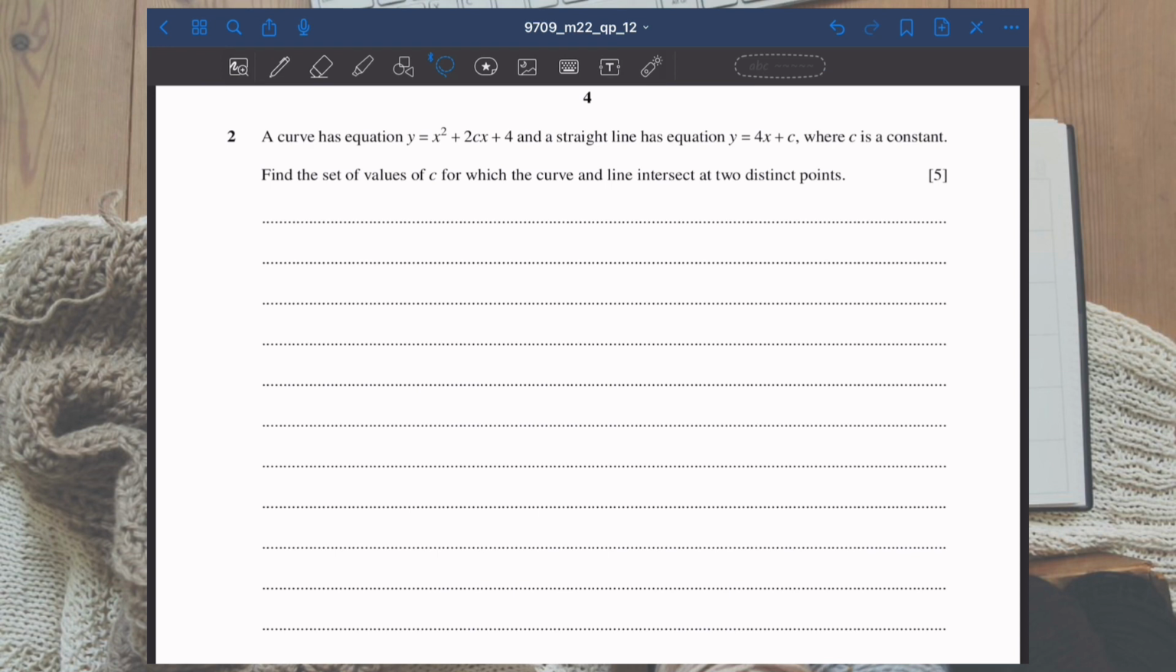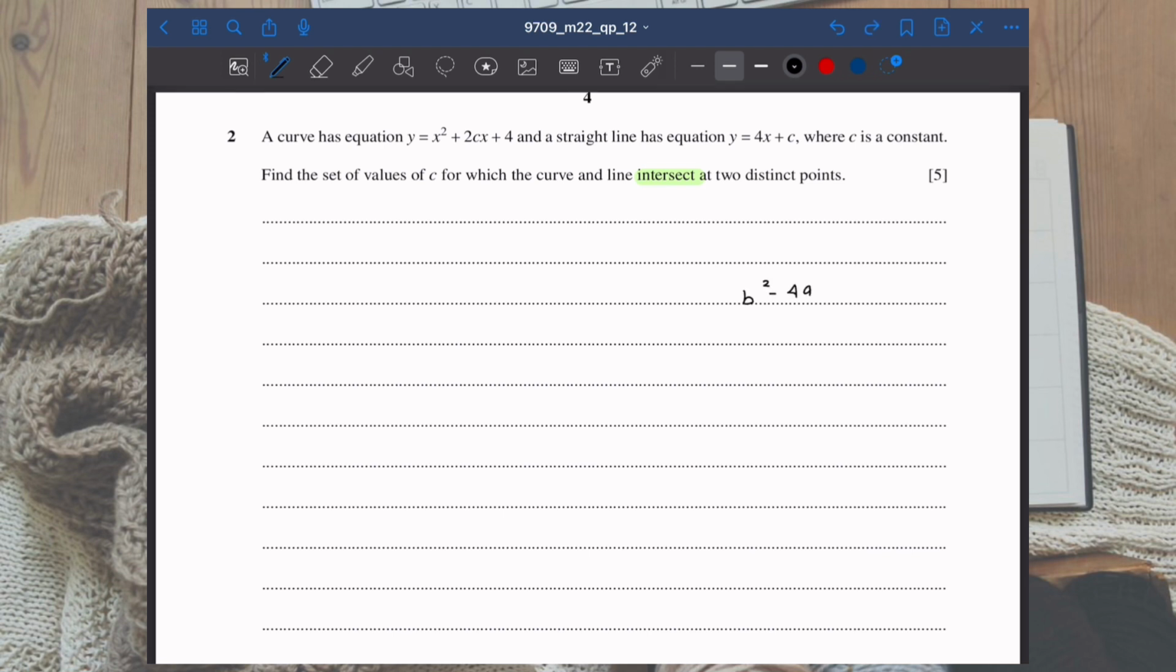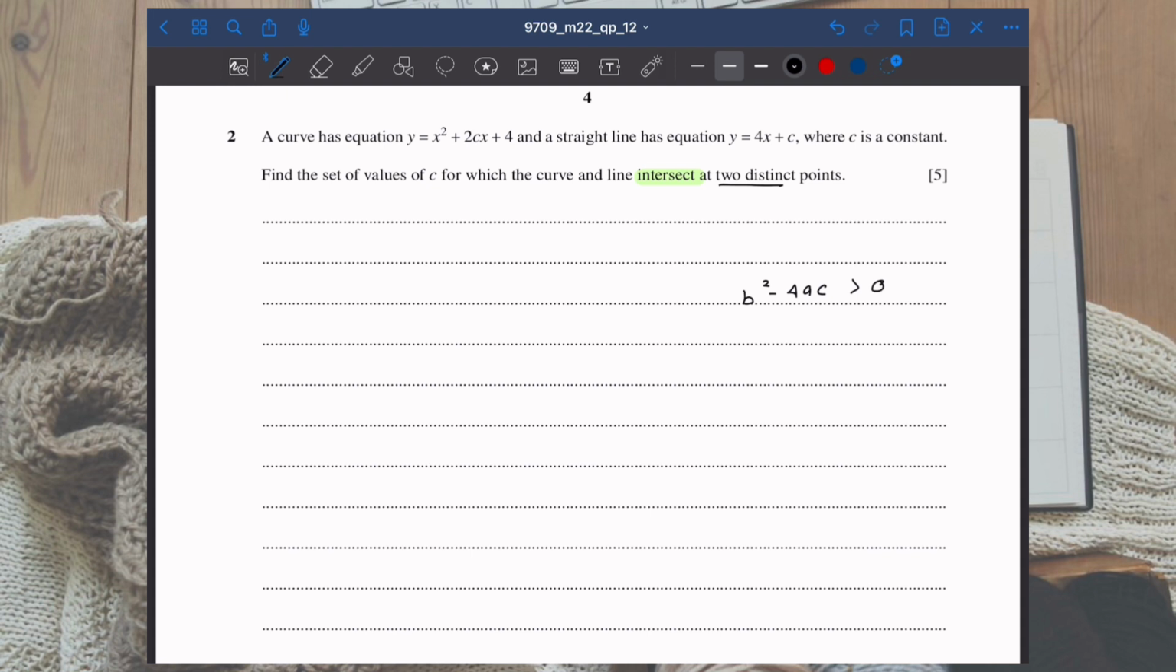Question 2. A curve has equation y equals x squared plus 2cx plus 4, and a straight line has equation y equals 4x plus c, where c is a constant. Find the set of values of c for which the curve and line intersect at two distinct points. So when we come across the word intersect or intersection, we can use the formula b squared minus 4ac. And since they intersect at two distinct points, b squared minus 4ac will be more than 0.